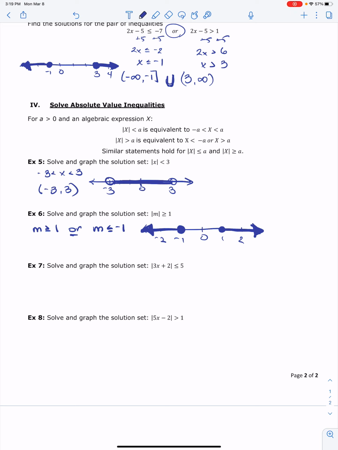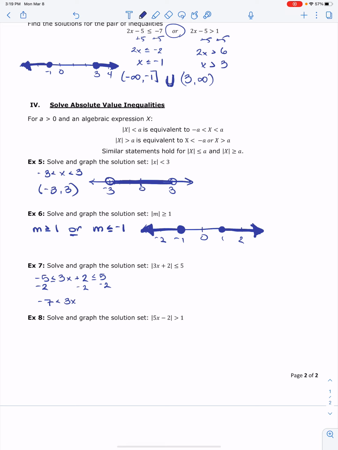So solve and graph the solution set. Absolute value of 3x plus 2 is less than or equal to 5. That means whatever 3x plus 2 is has to live within 5 of the origin. So negative 5 is less than or equal to 3x plus 2, which is less than or equal to positive 5. I am going to solve this conjunction all together.